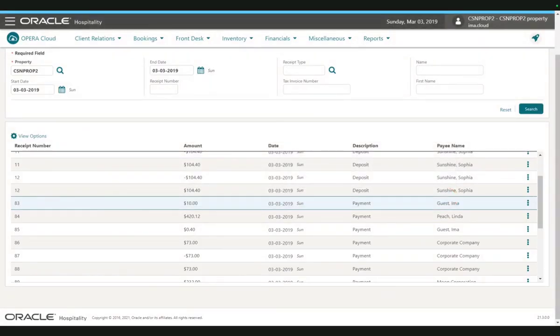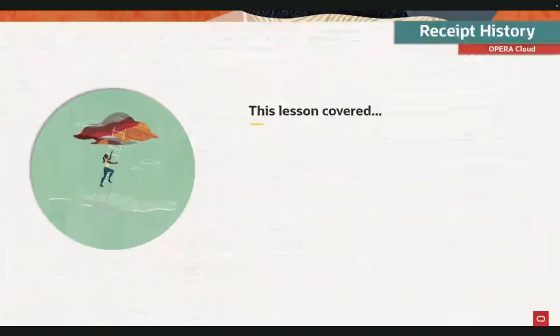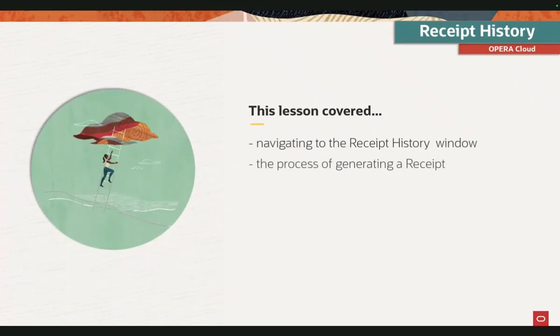When you select Preview as your report destination, the receipt previews in a separate window where you are able to download or print it. Once the receipt is processed, you are returned to the Receipt History window. This lesson covered navigating to the Receipt History window and the process of generating a receipt.